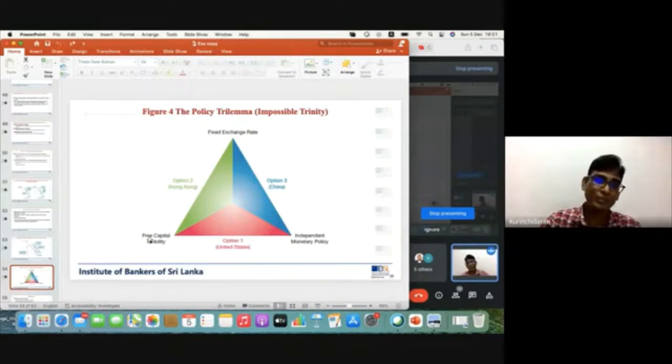Right? So now the thing is, here you cannot have free capital mobility, because if you let them go, what will happen? You are unable to maintain a fixed exchange rate. Then if you want to maintain a fixed exchange rate and independent monetary policy, you cannot have free capital mobility, because if everybody pulls out, you cannot maintain a fixed exchange rate. So if you want to have free capital mobility and a fixed exchange rate, definitely you have to intervene in the market. You cannot have independent monetary policy.